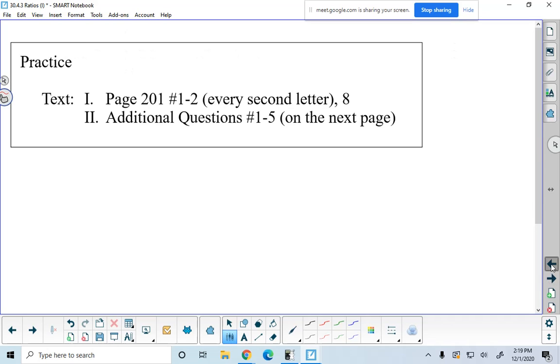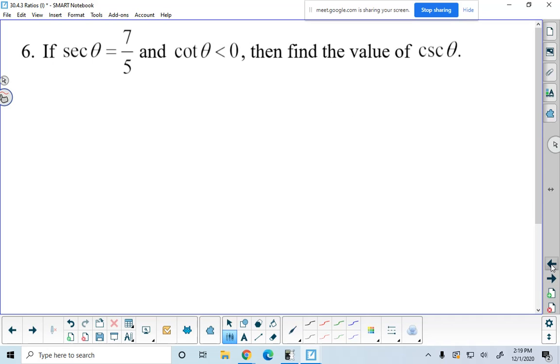Final example: you were told secant is 7 over 5 and cotangent is negative. What is cosecant? When you first look at this question, the left side of your brain looks at the right side of your brain and says, I want to take a nap, because you don't even know where to begin.